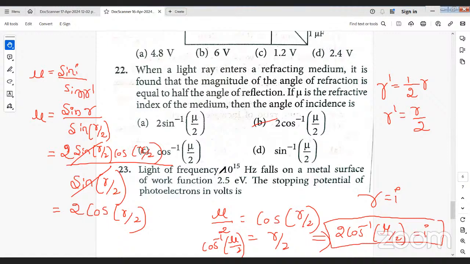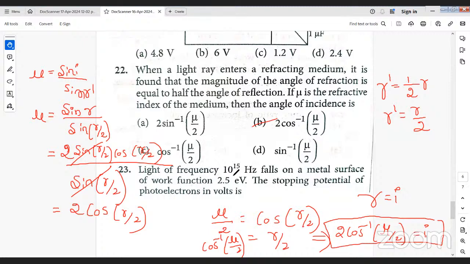Yes, go for question number 23, students. Light of frequency 10 to the power 15 hertz falls on a metal surface of work function 2.5 electron volt. The stopping potential of the photoelectrons in volts is. Here we need to calculate the stopping potential.